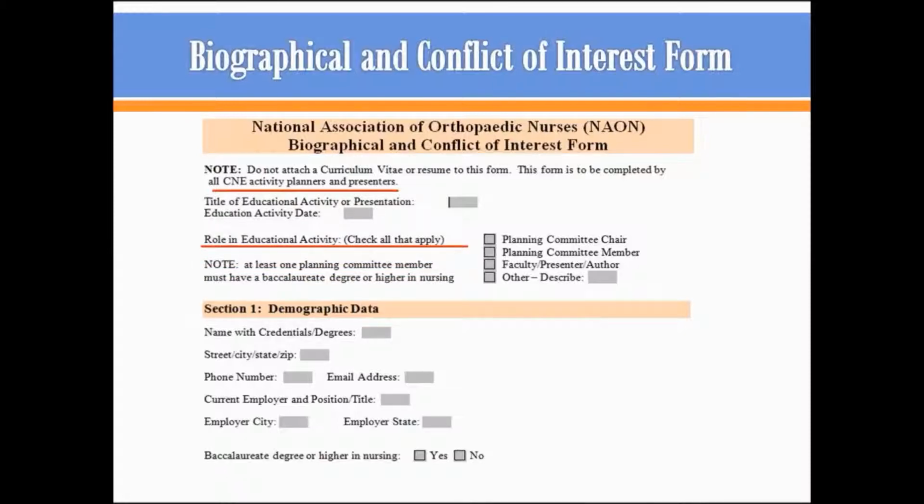In addition to that, they need to be very clear on what their role in the educational activity is. Are they the chair of the planning committee? Are they a planning committee member? Are they faculty, presenters, authors, or others? Note that at least one member of the planning committee has to have a baccalaureate degree or higher.